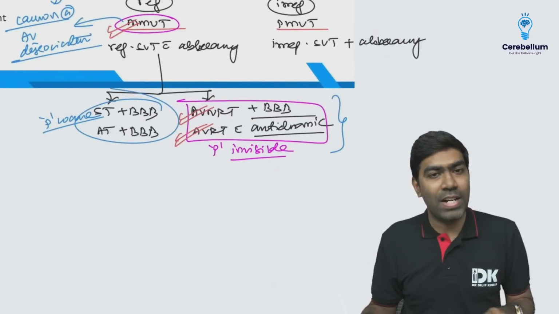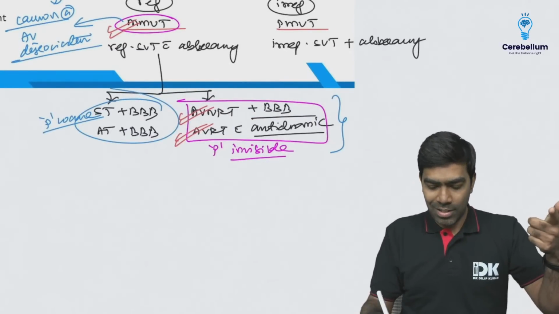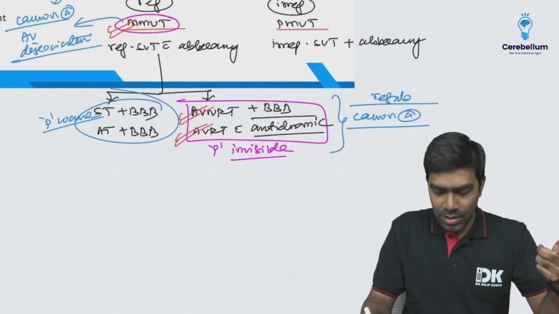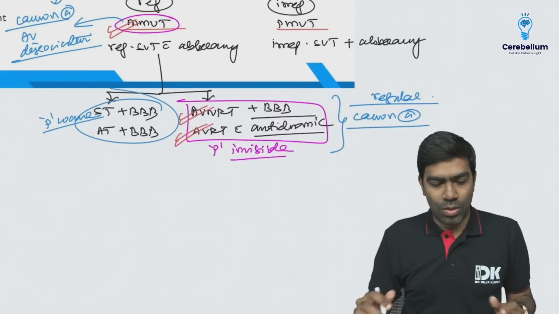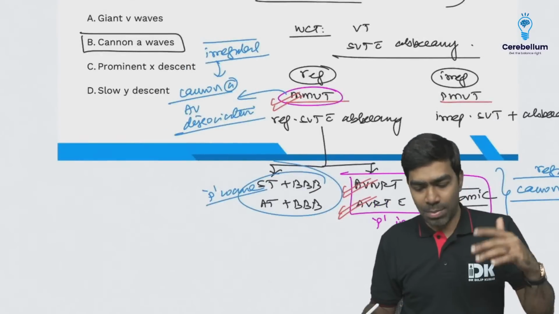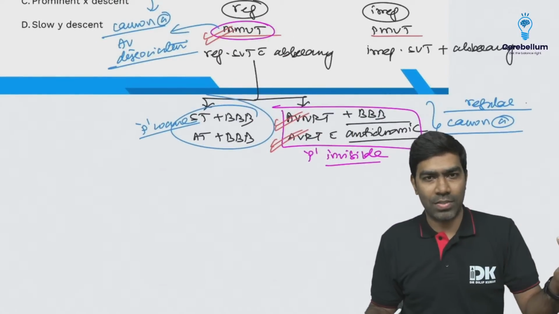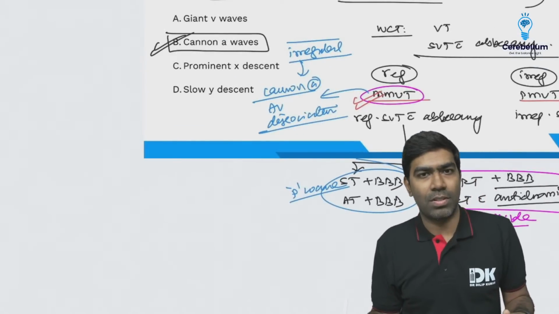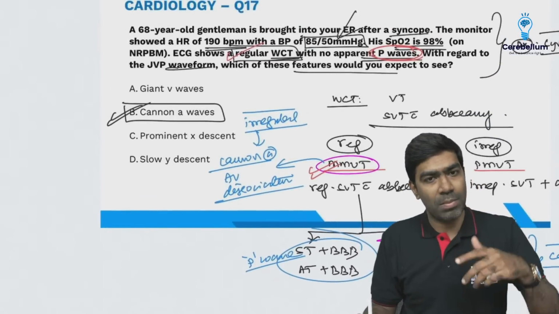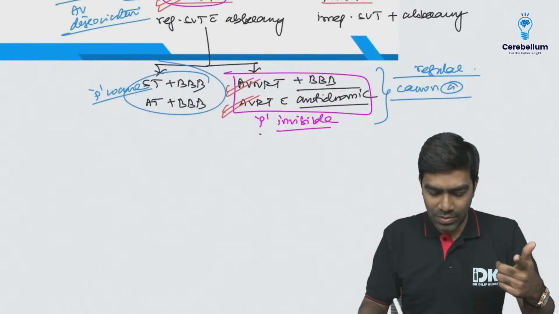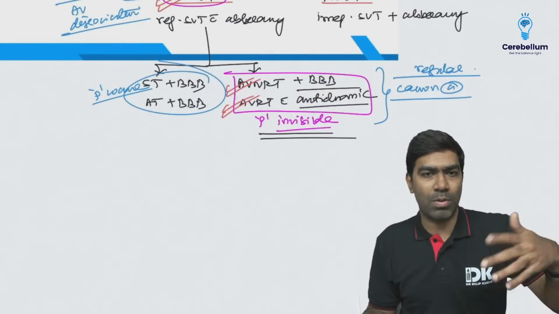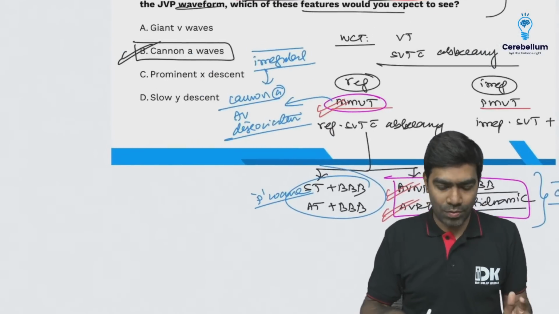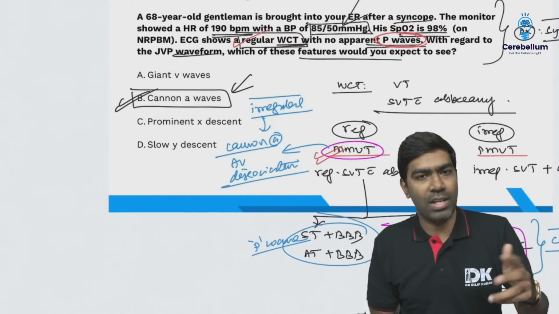Whereas in SVTs like AVNRT and AVRT, you will also see Cannon A waves here, but they will be regular Cannon A waves. So ultimately, whatever may be the diagnosis, MMVT or regular SVT, aberrancy with AVNRT or AVRT, the answer is Cannon A waves. If we are specifically thinking about VT, then it will be irregular Cannon A waves. If you're dealing with an SVT with aberrancy, like AVNRT with bundle branch block or AVRT with antidromic conduction, you're going to deal with regular Cannon A waves. So if it's a VT, irregular Cannon A waves. SVT, regular Cannon A waves.